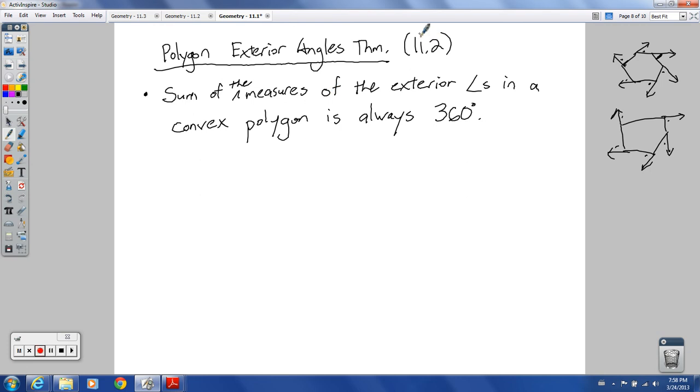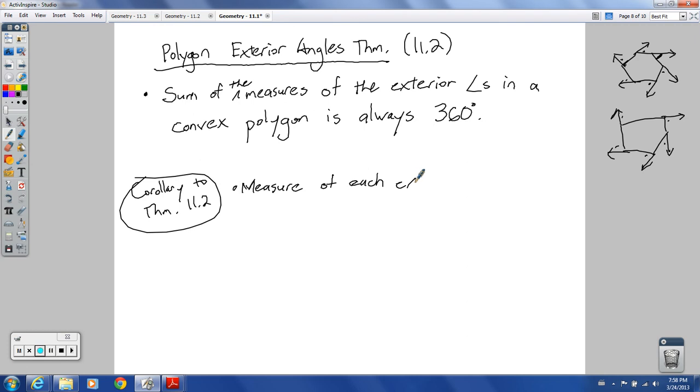So this is theorem 11.2. This is the corollary to theorem 11.2 down here. It's that the measure of each exterior angle in a regular n-gon, it's got n sides, a regular n-gon, it's got to be regular though, so imagine a regular n-gon.